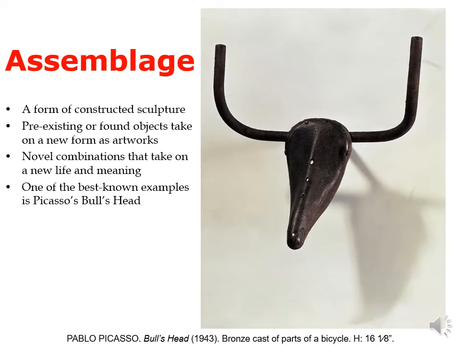And then next, some other methods, assemblage, where you take pre-existing pieces, pre-existing objects, put them together to create a new piece. So in this case, Pablo Picasso taking bicycle parts, putting them together, and of course he made a mold off of them and cast them, later in bronze. But essentially, he started off with handlebars and a bicycle seat to create the bullhead.